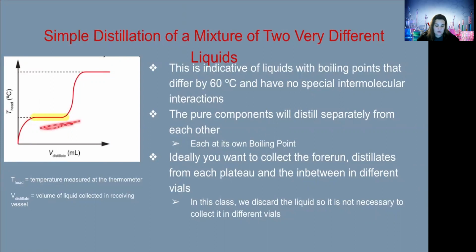Then once almost all of this has burned off, you're going to see the temperature start to rise again, and it'll be a second forerun. And maybe the boiling point of this liquid is like 120 degrees Celsius. So then once it reaches its plateau, that's that liquid being collected, right? And ideally, we say that these are the pure forms of these liquids, okay?